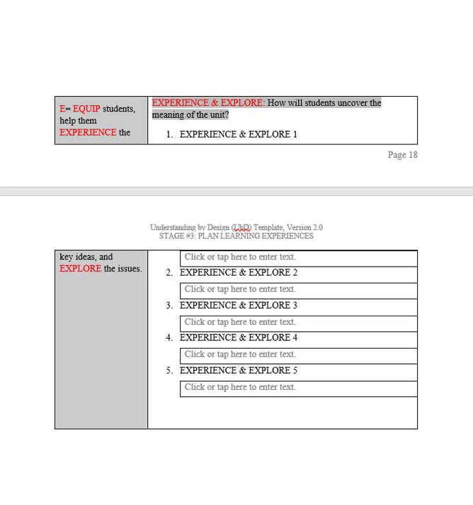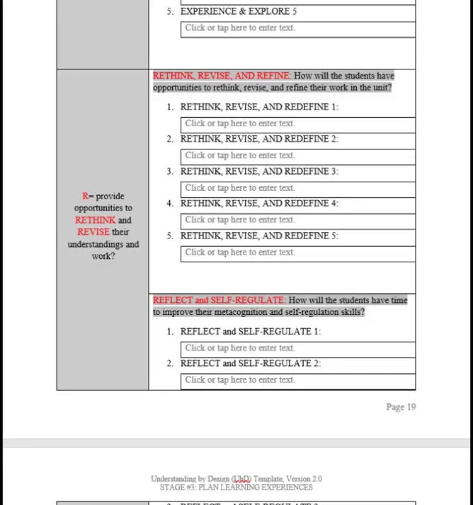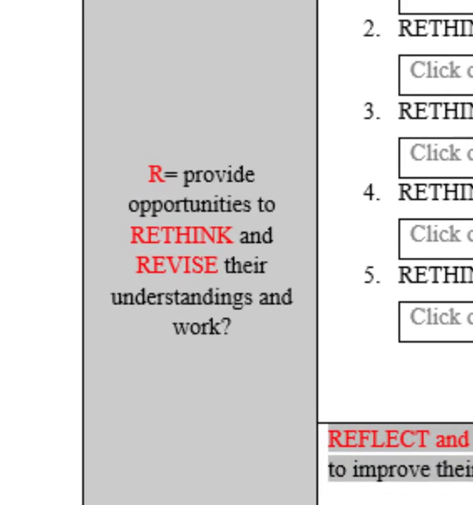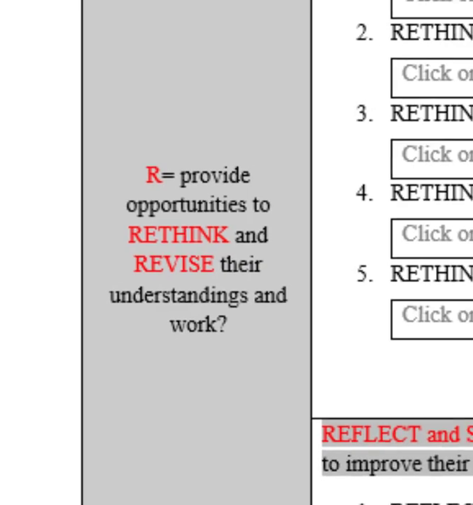Another way to help equip them is by giving them something to refer to as they complete their assignments. Letting students have access to rubrics will help them realize what kinds of criteria the assignment will be evaluated on. Additionally, giving them a range of examples from excellent work to poor work will help them visualize what is possible for their own project. R stands for provide opportunities to rethink and revise their understandings and work.